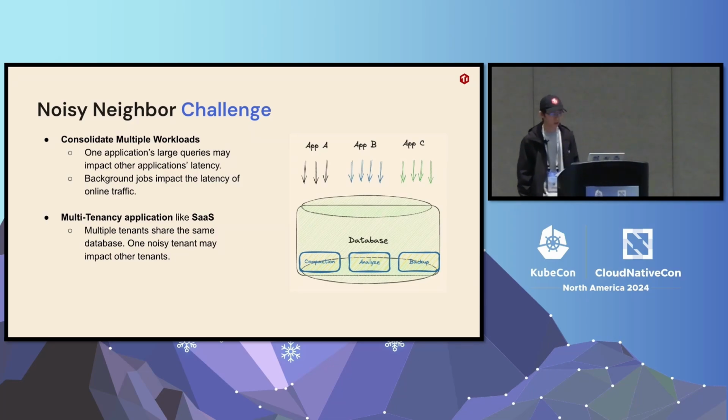The other widely used scenario is SaaS companies. We have multiple SaaS company customers. They have multiple tenants, and each tenant may have a different workload. So how do we make sure that this noisy tenant, if there is one, cannot impact other tenants?